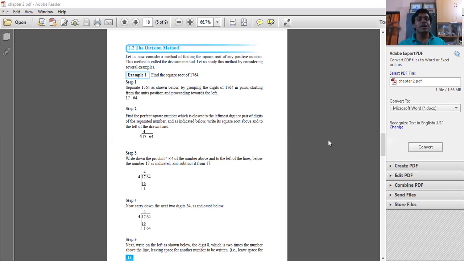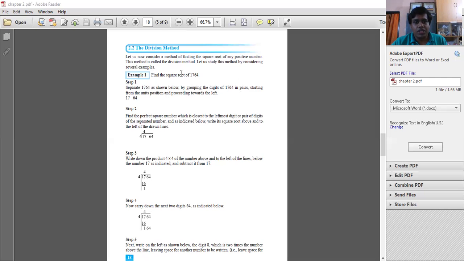Anyways, now we are moving on to the division method. Hope you guys got the approximation method. I will recall it at the end of the chapter. Let's move on to the division method. So what is this division method? Find the square root of 1764.